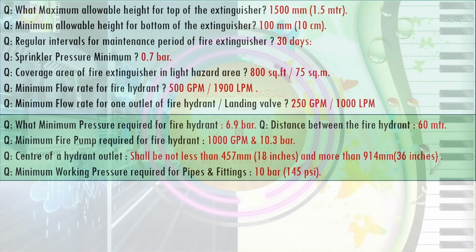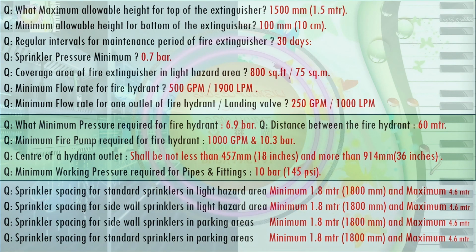Center of the hydrant outlet shall be not less than 457 mm or 18 inches and not more than 914 mm or 36 inches. Minimum working pressure required for pipe and fitting, that is 10 bar or 145 psi. Here are 4 questions which have the same answer.